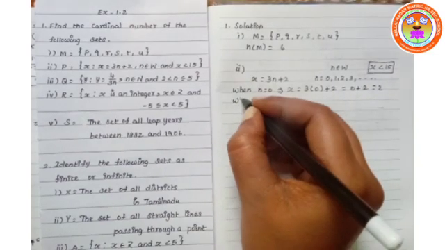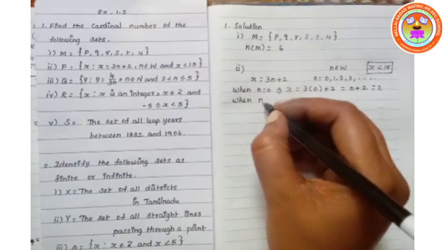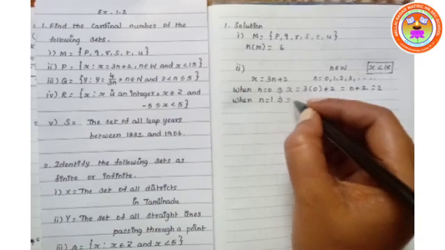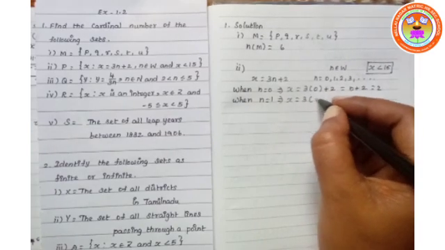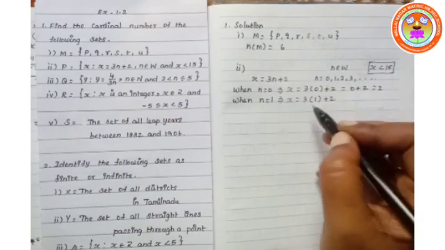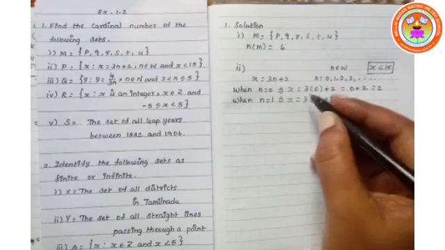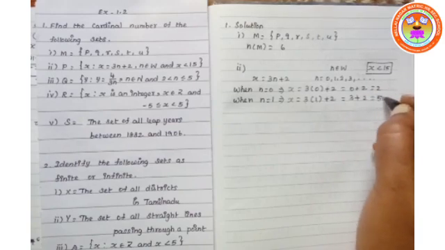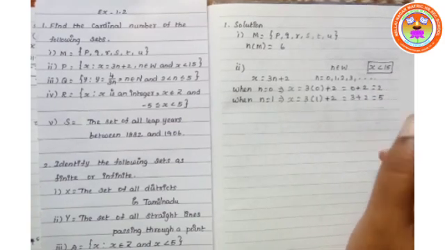Next, n is equal to 1, which implies x equal to 3 into 1 plus 2. In the place of n, you substitute this one. 3 into 1 plus 2. 3 ones are 3. 3 plus 2 is equal to 5. 5 also less than 15.